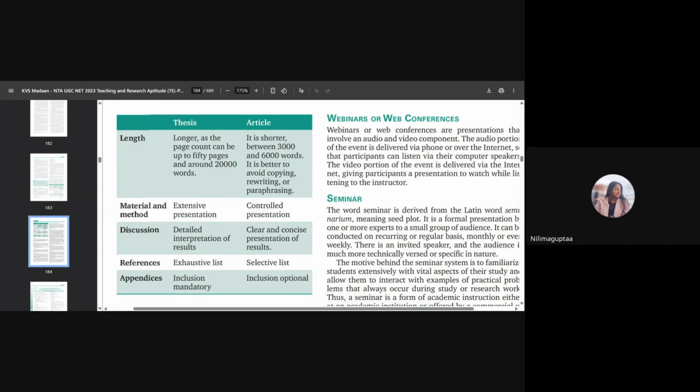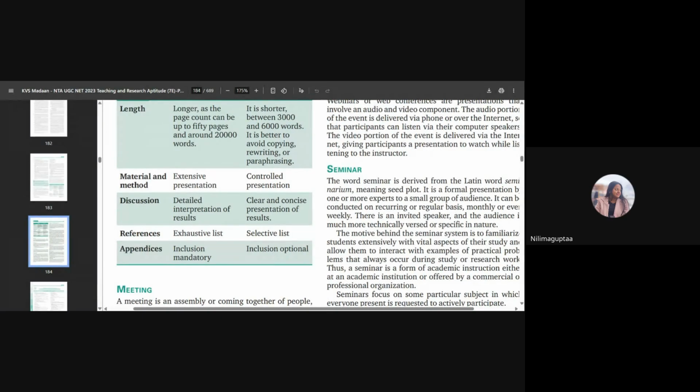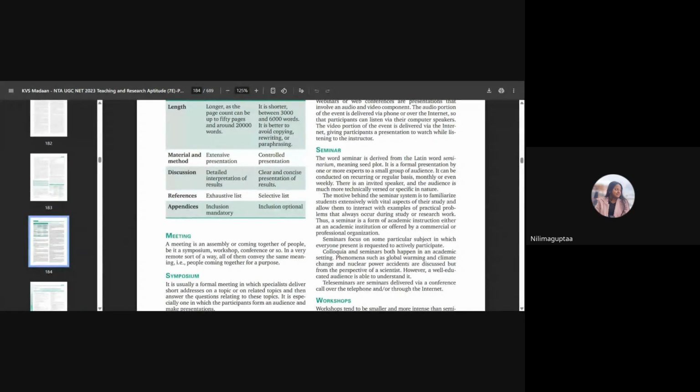It is better to avoid copying, rewriting, or paraphrasing. Material and methods is an extensive presentation in a thesis. In an article, it's a controlled presentation because it hardly goes 7 to 8 pages in a Word doc. A thesis has detailed interpretation along with results, and an article has a clear, concise presentation of results. Theses are exhaustive, articles are selective. A thesis has a mandatory inclusion of an appendix. In an article, it is not necessary. If you give it, well and good; if you don't, that is also okay. Nobody asks you in detail when you write an article, but it is better that you give it in an article also. It gives more professionalism.